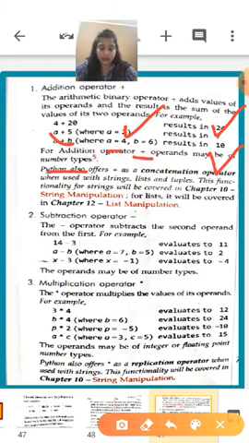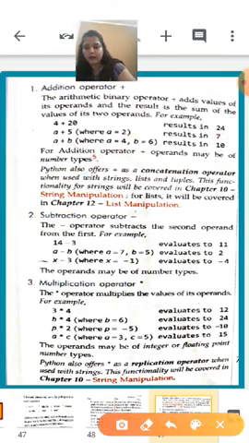I will explain in this Python app also how we can use this plus addition operator, how we can use subtraction, multiplication. Each and every example I'm going to explain in this Python app. Okay, now children, one more thing is there. Concentrate here in this paragraph.